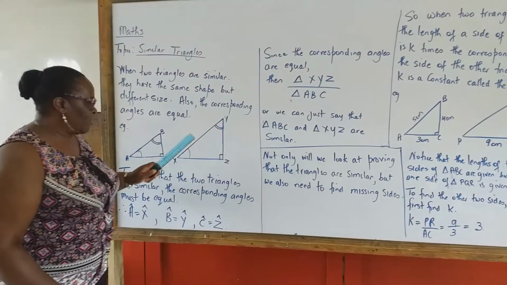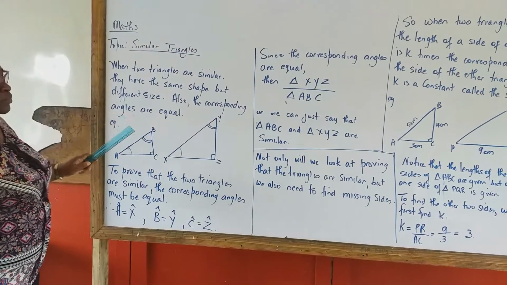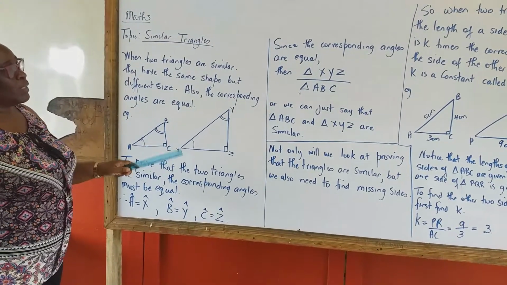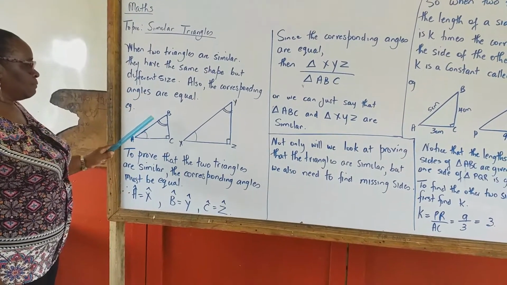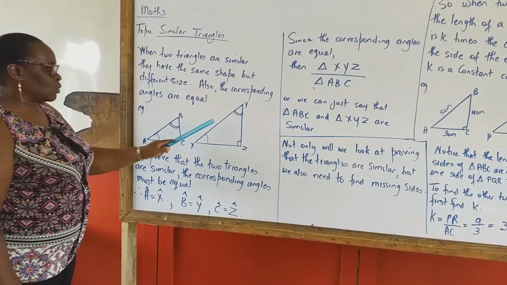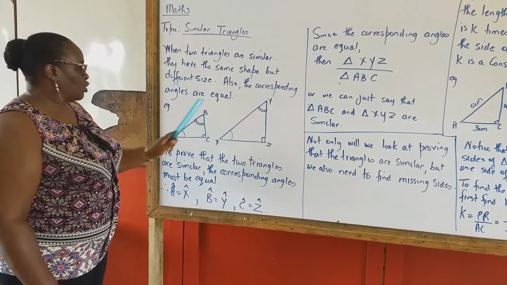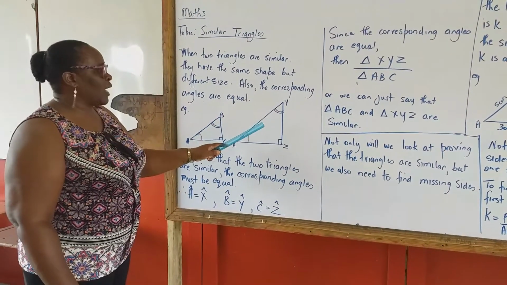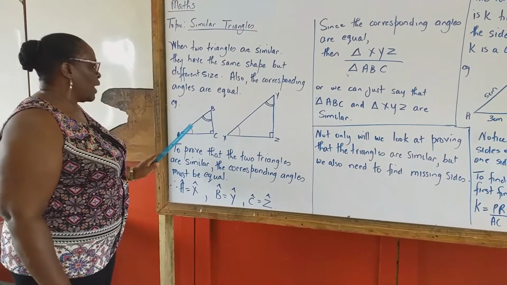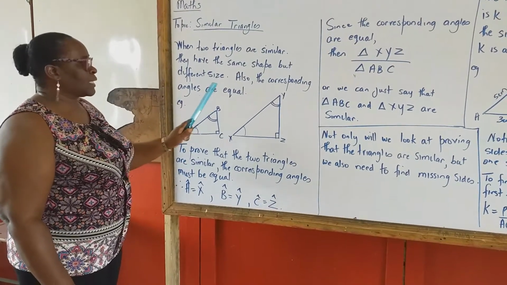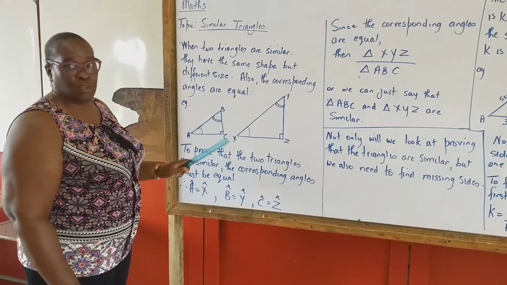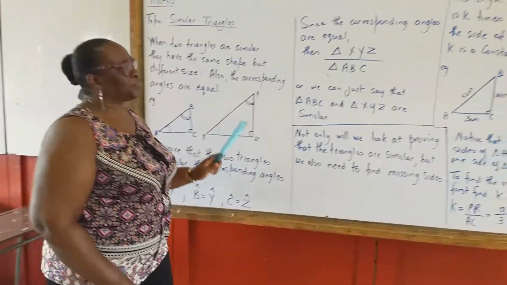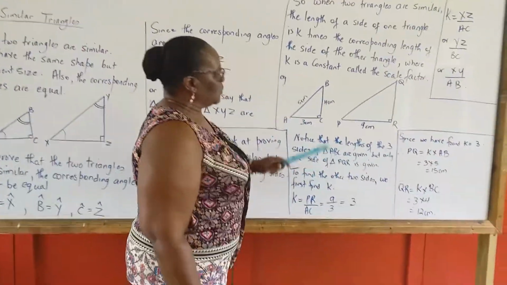Going back over here, I am saying that if the two triangles are similar, then the length of one side, let's say XY, is in a ratio to AB. We want to know how big triangle XYZ is compared to triangle ABC. The scale factor k will tell you that.